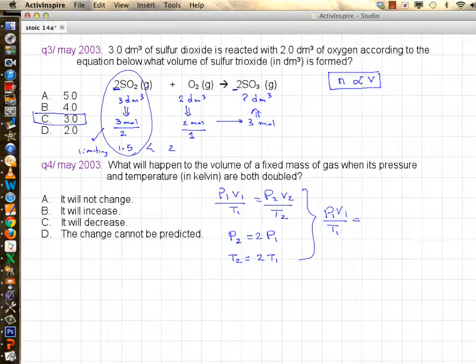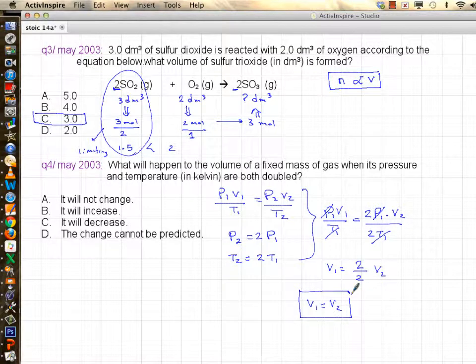Let's just write it one more time. So this is 2P1 multiplied by V2, and instead of T2, I'm going to put 2T1. Now T1 cancel each other out, P1 cancel each other out. So volume 1 is equal to 2 over 2 times volume 2. 2 divided by 2 is 1, so volume 1 is the same as volume 2. If you double the pressure and double the temperature in Kelvin, you get exactly the same volume. There is no change in volume.